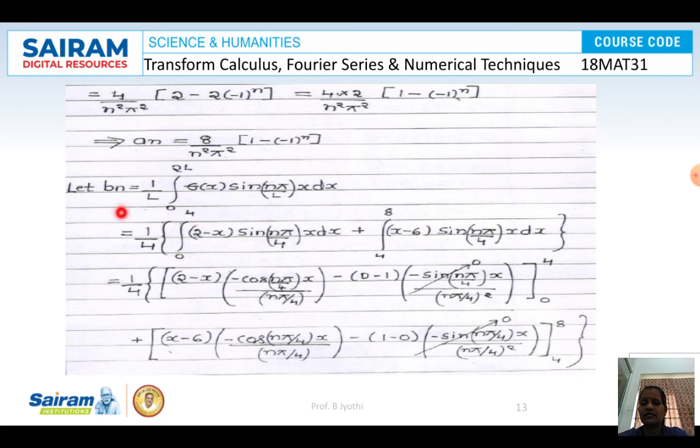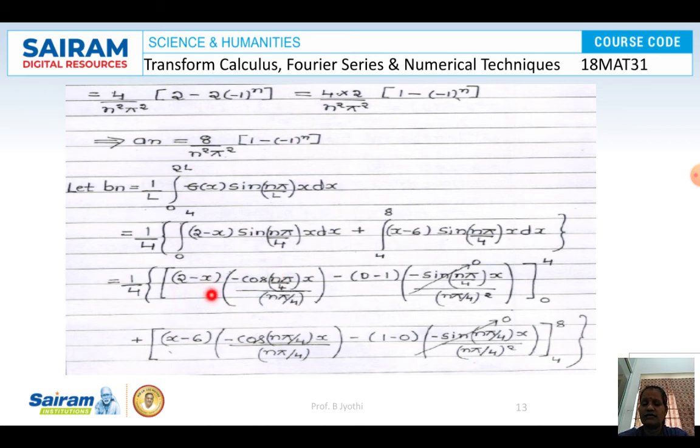Similarly, let us calculate the bn. It's given by 1 by L into the integral 0 to 2L f of x sin n pi by L of x. Again we are splitting 0 to 4, where it is 2 minus x, and 4 to 8, where it is x minus 6. Apply the Bernoulli's rule of integration.